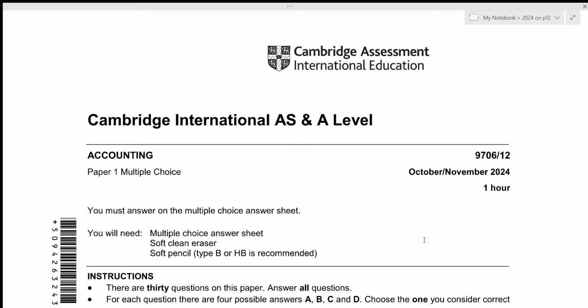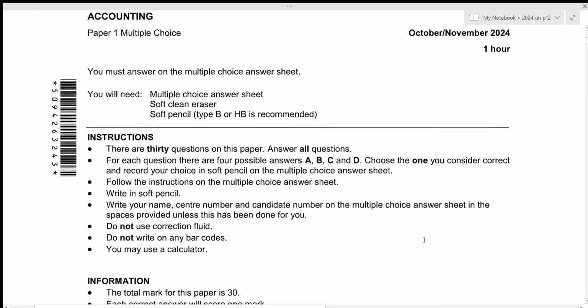And in this video, we'll be going over A-Level Accounting 2024 October-November Paper 1-2. This is Paper 1-2, which is the paper for multiple choice questions. We will have 30 questions. Each of them will be of 1 mark, and the total time limit for this paper is 1 hour. And in this case as well, we'll be attempting to complete this paper within 1 hour. So without any further delay, let's get started.